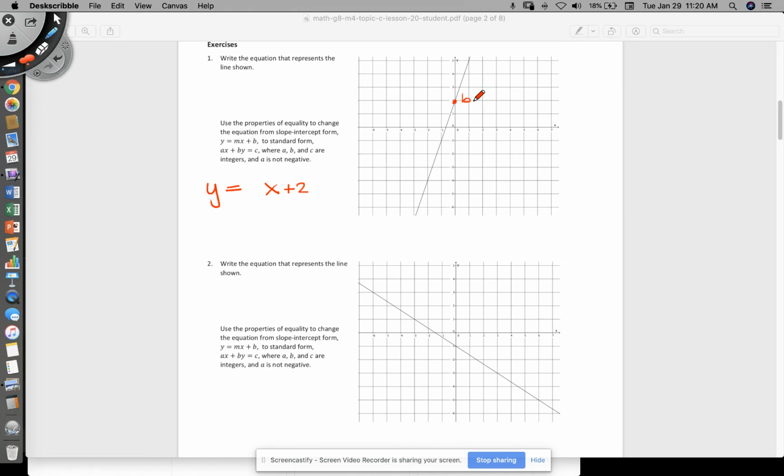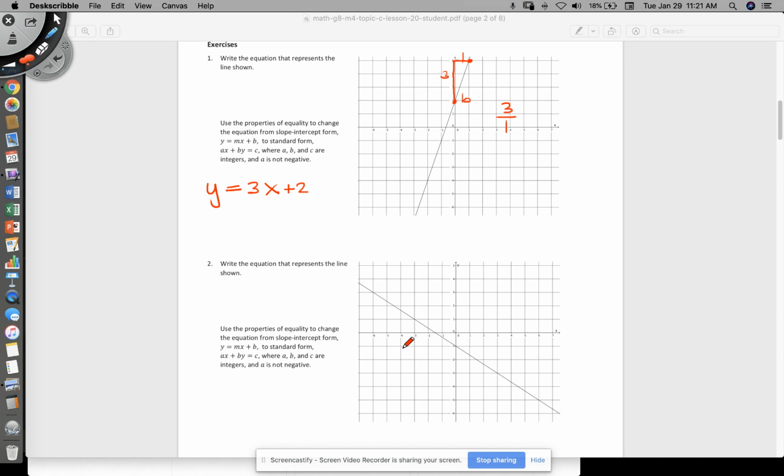All right, now let's look at our slope. I have a dot way up here. So I'm going to rise 3 and run 1. So 3 over 1. Now, as you remember, if we have a slope of 3 over 1, we can drop that 1 and just make it 3.